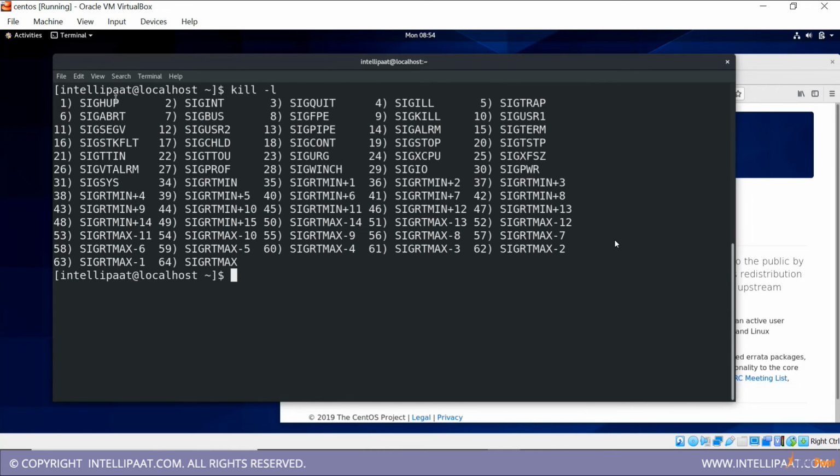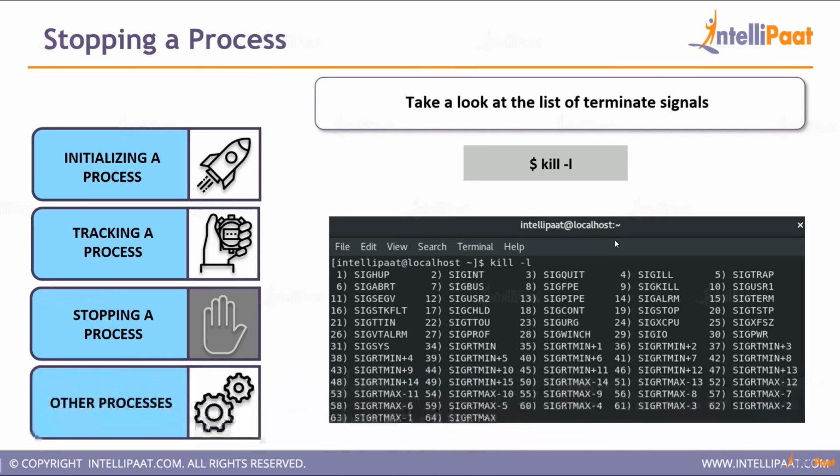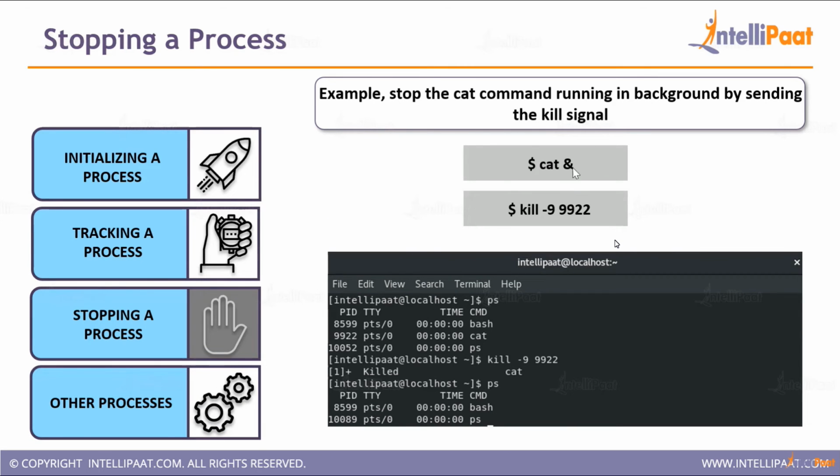You can check it over here: SIGHUP, SIGINT, SIGBUS, and then there should be SIGABRT, SIGKILL is there, SIGALRM is there, SIGSTOP is there. So all of these are different signals. We'll be learning about signals as well in the further modules. And then there is a cat command. For example, stop the cat command running in background.